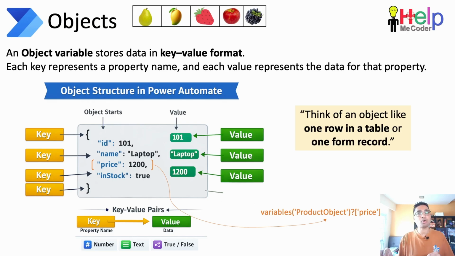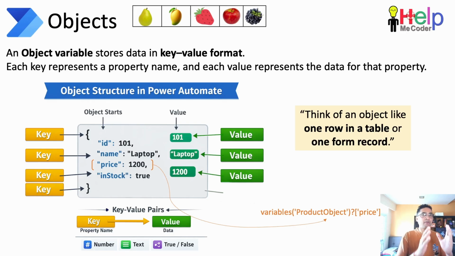So one single employee's information, like his employee name, employee age, employee salary, all this data is considered as one object. Now how do you represent it? To represent an object, you need to have curly braces. Inside the curly braces, you will have key and value pairs.